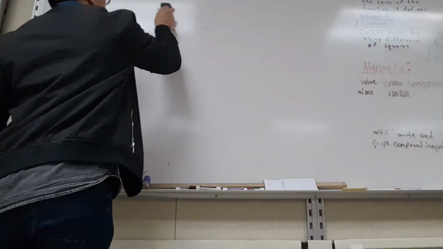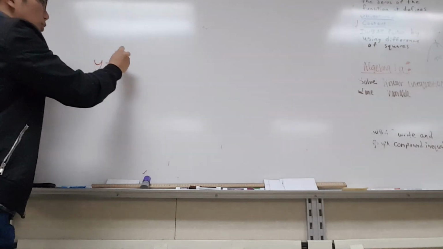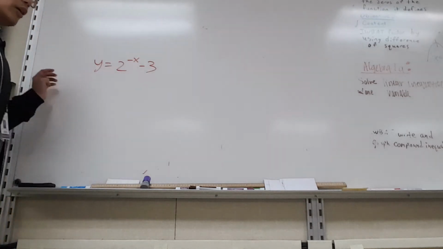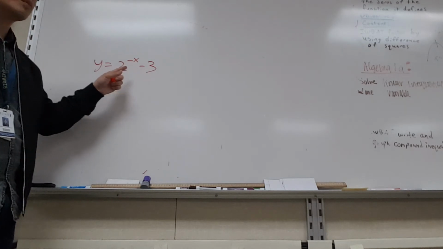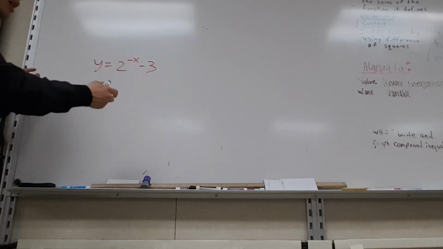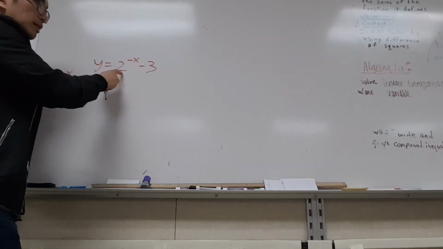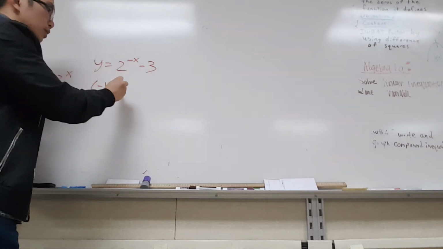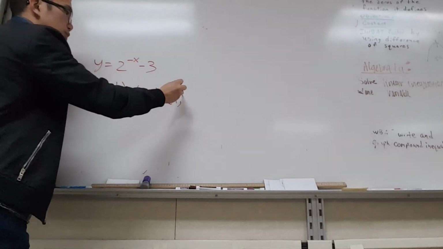Okay, let's say I want to graph y is equal to 2 to the negative x minus 3. Now I know this is an exponential function because the variable's in the exponent. Remember, just think of 2 to the x. I know 2 to the x because that's my base. We'll go through negative 1, 1/2, 0, 1, and 1, 2.